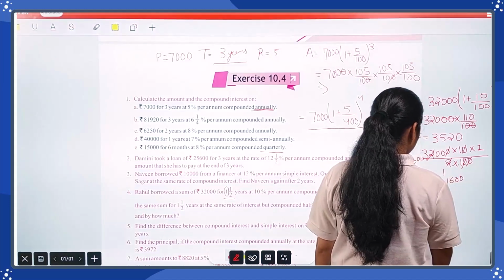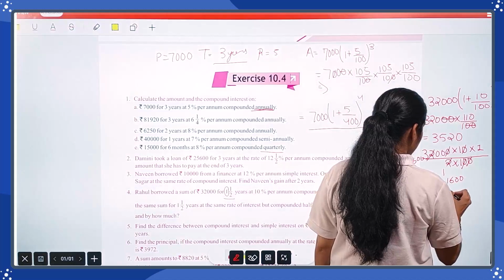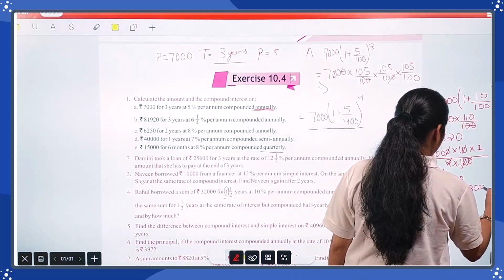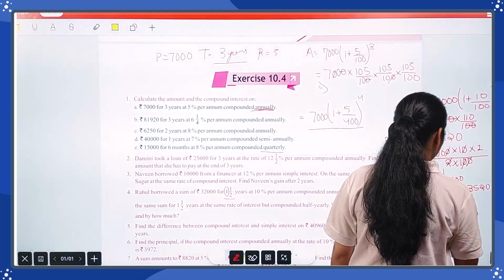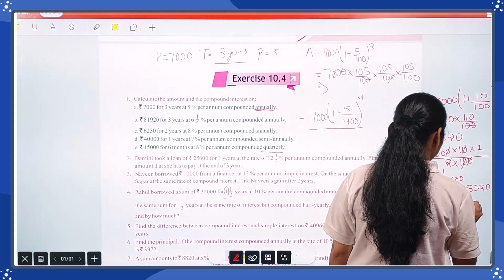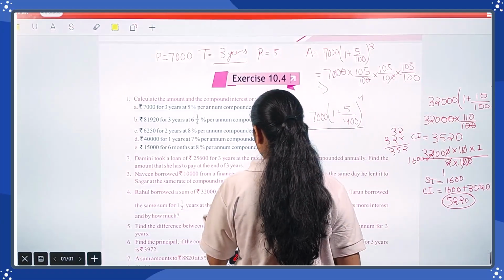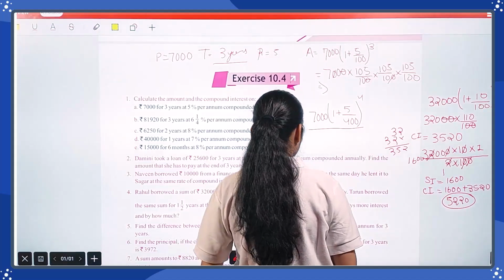Now you have to add the total interest. So the total is 1,600 plus 3,520, which is 5,120. That is your final answer for Rahul. After this, you have to calculate for Tarun. The same thing you have to repeat for Tarun.